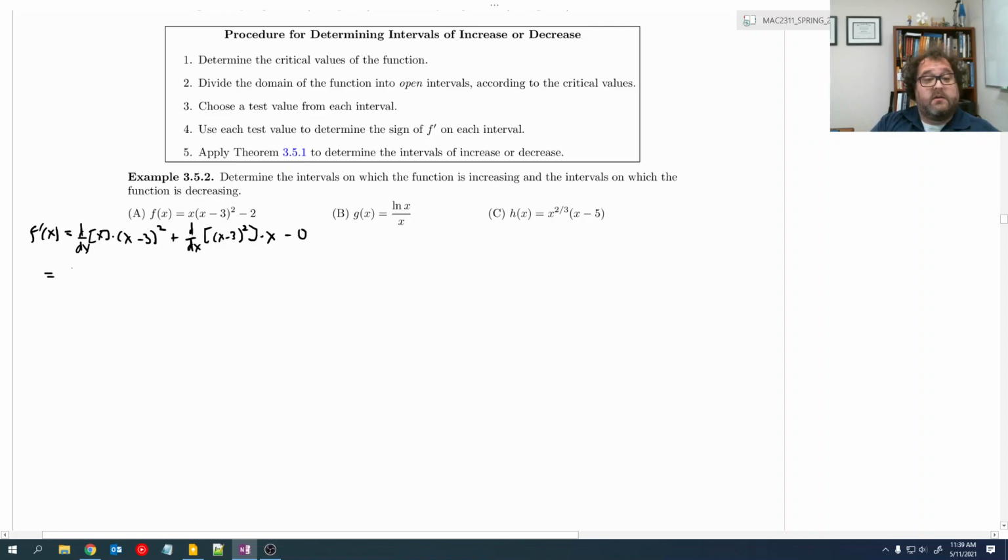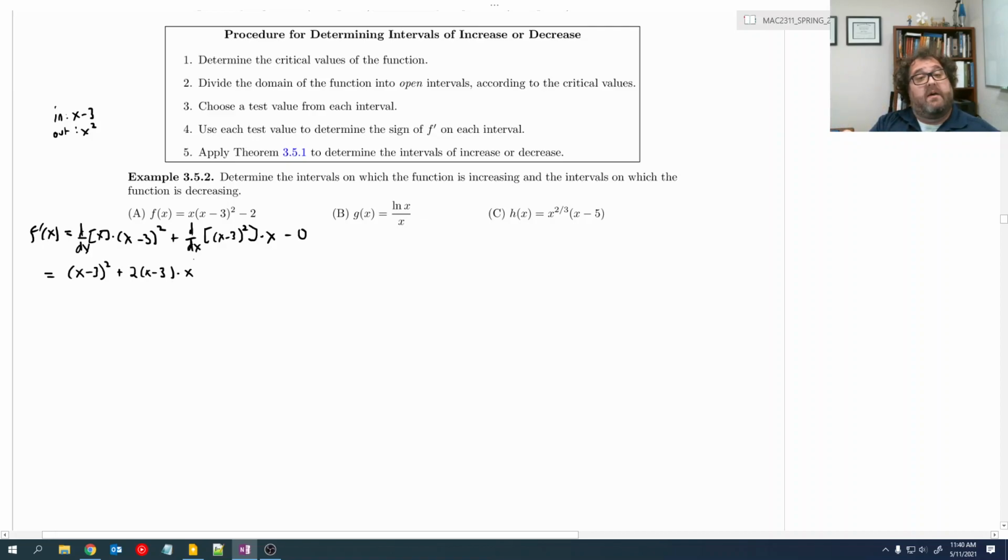Now let's take these individual derivatives. The derivative of x is 1, so you just get x minus 3 squared, plus the derivative of x minus 3 squared. Notice that's composite. The inside function is x minus 3. The outside function is x squared. So the derivative of the outside function is 2x. I'm going to immediately evaluate at x minus 3 and then multiply by the derivative of the inside function, but the derivative of x minus 3 is just 1. Don't forget times x. Okay, so there's our derivative.